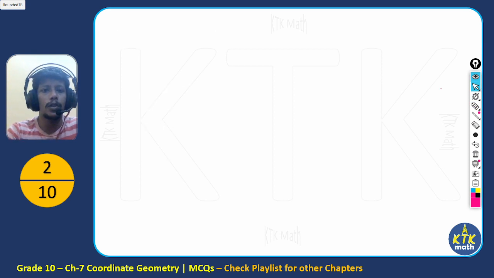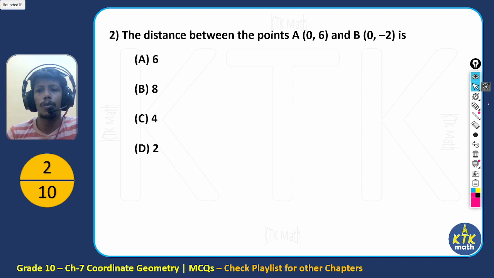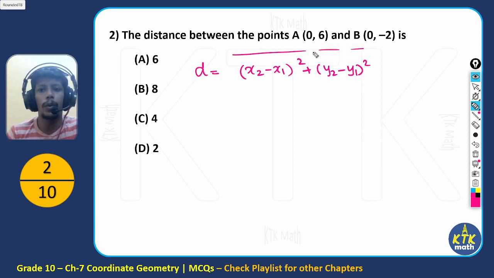I hope you have got the first one right. Second one, the distance between the 2 points. So they are asking the question based on the distance formula. What is the formula for distance? Square root of x2 minus x1 the whole square plus y2 minus y1 the whole square, and the full square root you need to write. Here x1, y1 is the first point and x2, y2 is the second point.